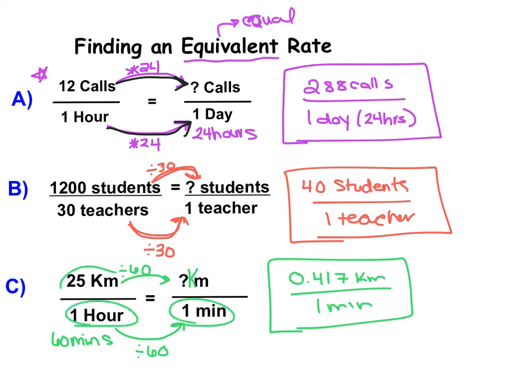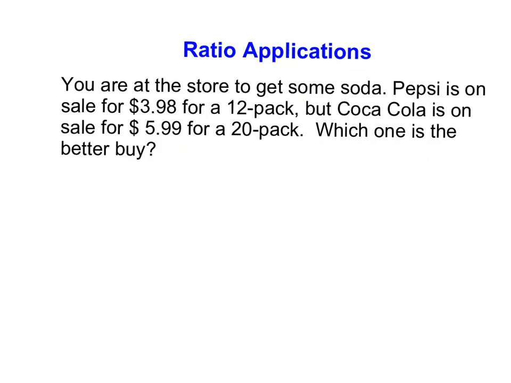So we have to take those 25 kilometers and divide them evenly among the 60 minutes that we have in that hour to figure out how far we traveled in 1 minute. So all of this is a lot about using your logic and your common sense to figure out how do I make it equivalent to this new situation of 1 day, 1 teacher, or 1 minute. So now let's apply our knowledge of ratios to start analyzing some different situations.